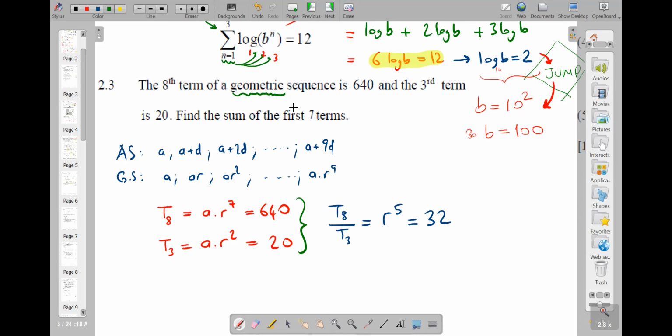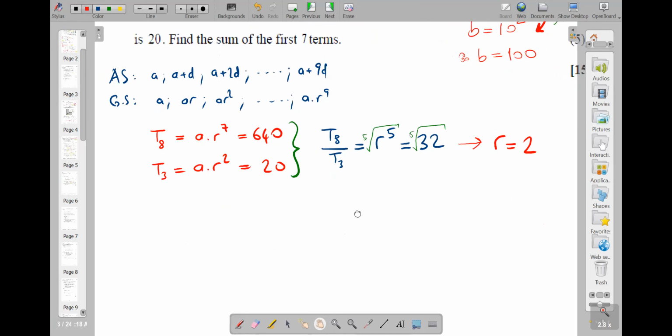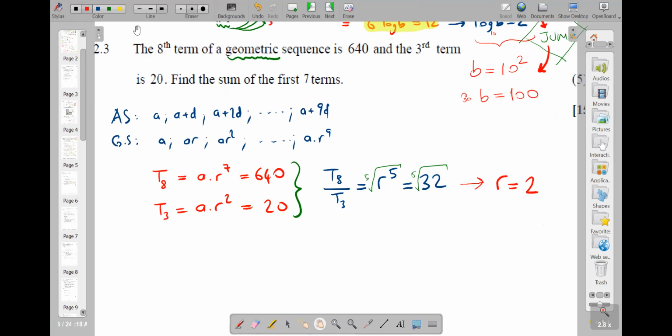If I take the fifth root of both sides, basically, I will end up with the value of r. So from here, I can tell you the value of r is 2. What to the power of 5 is 32? 2. So the value of r is 2. Now, if I know r is 2, I can actually find any term that we want.